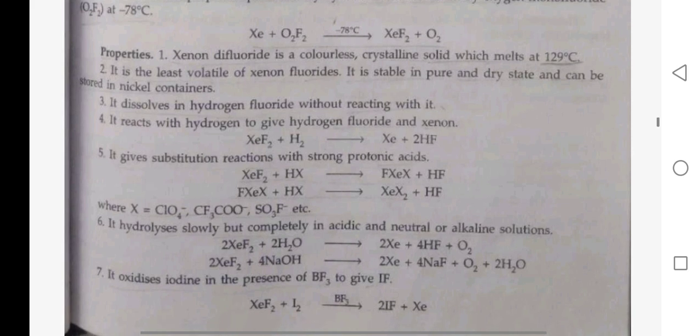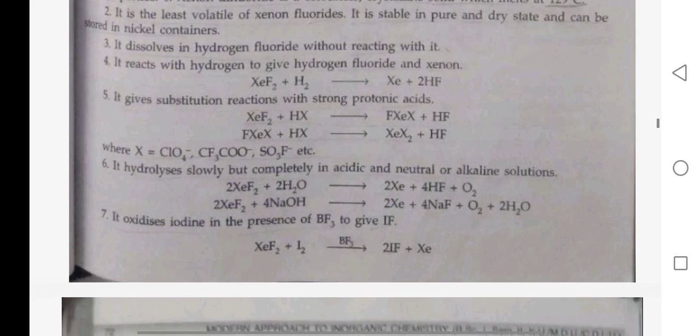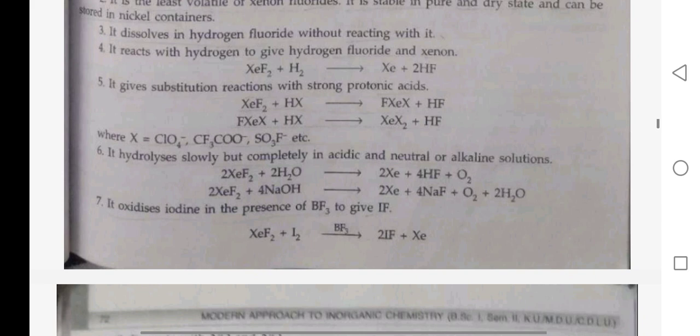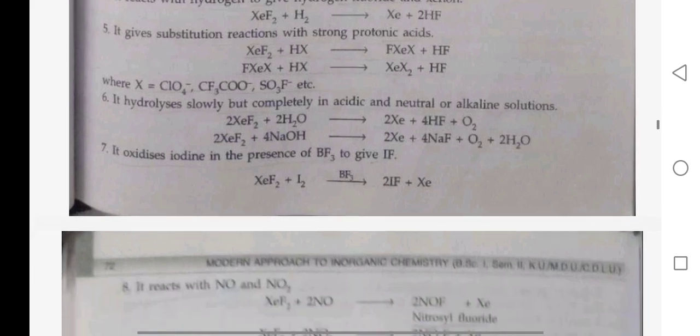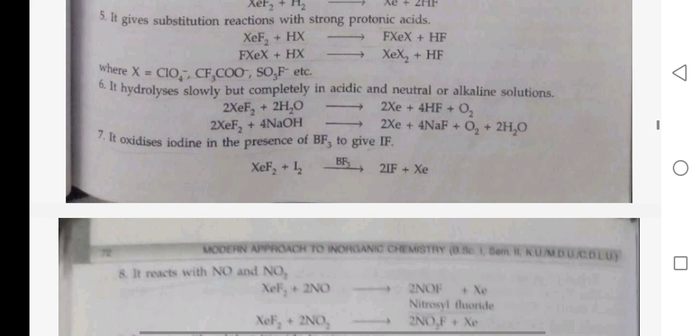Properties: xenon difluoride is a colorless crystalline solid which melts at 129 degrees Celsius. It is the least volatile of the xenon fluorides. It is stable in the pure and dry state and can be stored in nickel containers. It dissolves in hydrogen fluoride without reacting with it. It reacts with hydrogen to give hydrogen fluoride and xenon. It gives substitution reactions with strong protonic acids. It hydrolyzes slowly but completely in acidic, neutral and alkaline solutions.